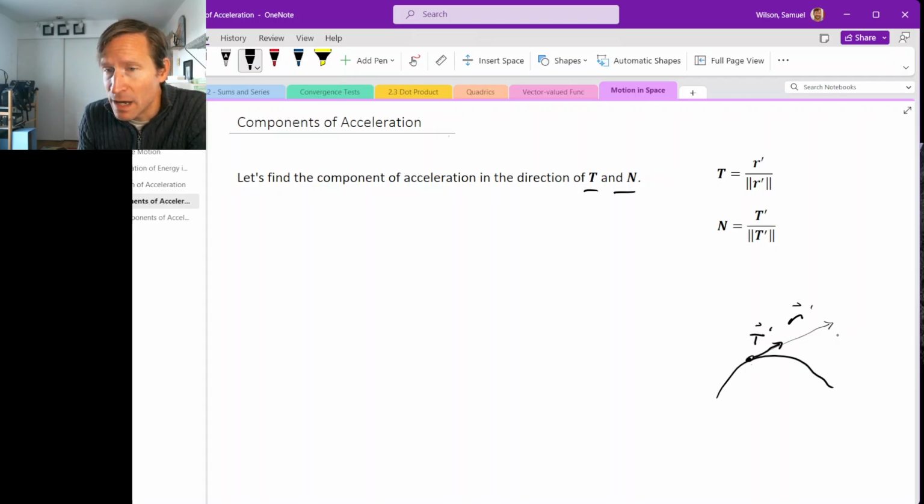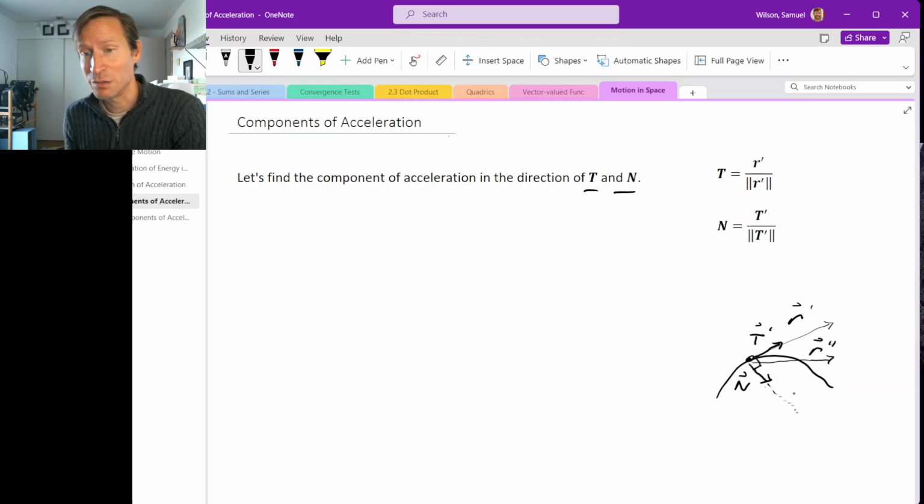And then our acceleration vector might be pointing out in some direction like this, and the unit normal vector is perpendicular to the unit tangent, and it is the other direction along which the acceleration vector r double prime has a component. So there's no third component of r double prime, and that's what makes this unit normal vector special. Okay, so let's find the component of acceleration in these two directions.